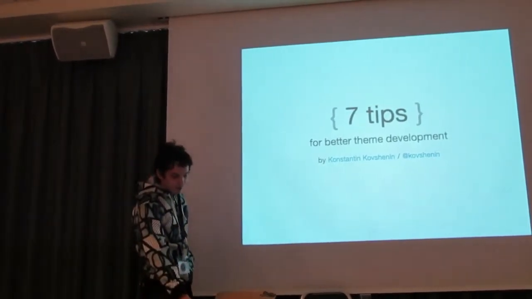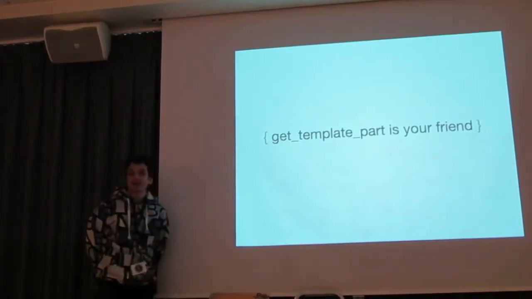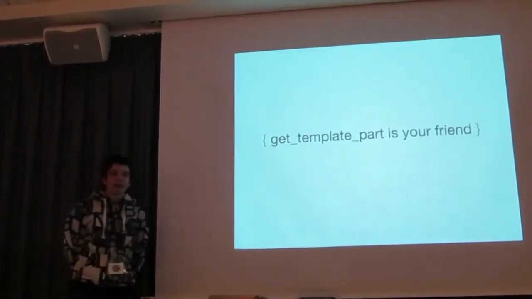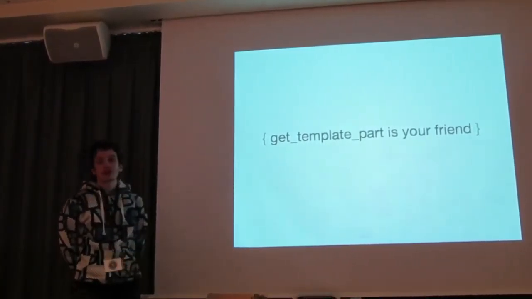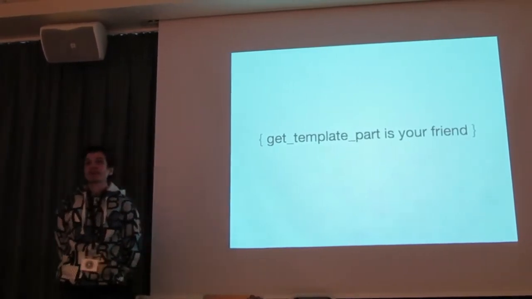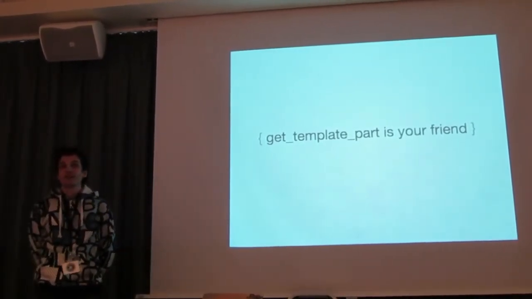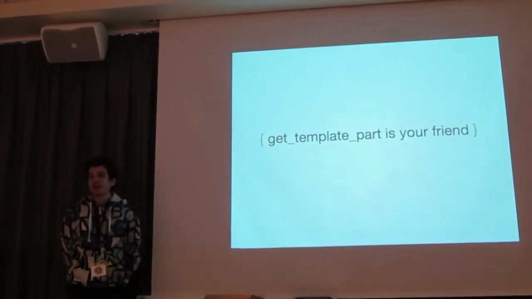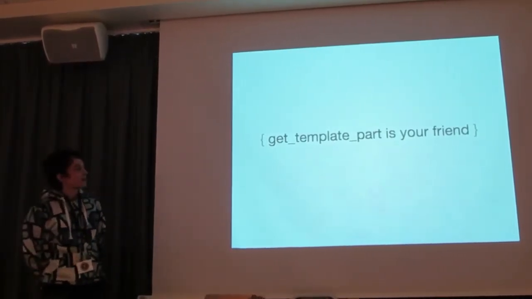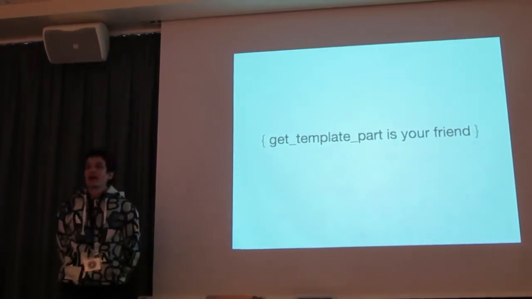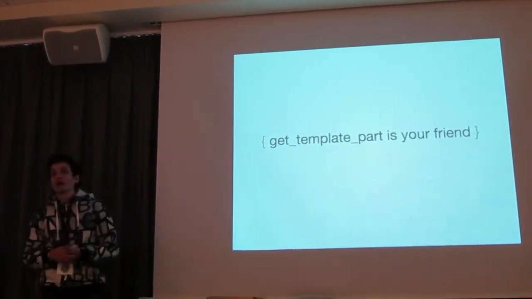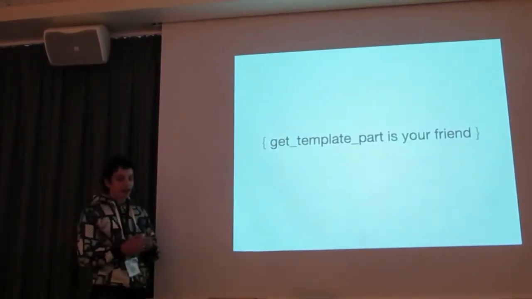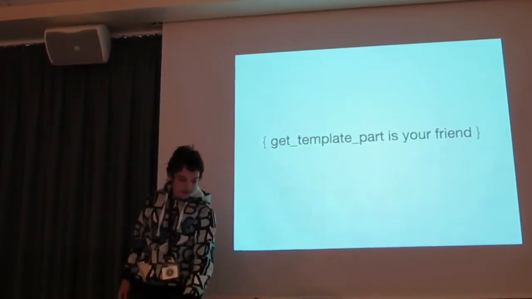So let's get started. First things first, get_template_part is your friend. get_template_part is a function which is used to include other files in your theme. But get_template_part is not just a regular PHP include or require. It is special because of its fallback model and child theme awareness. To understand that, let's take a look at a couple of examples.